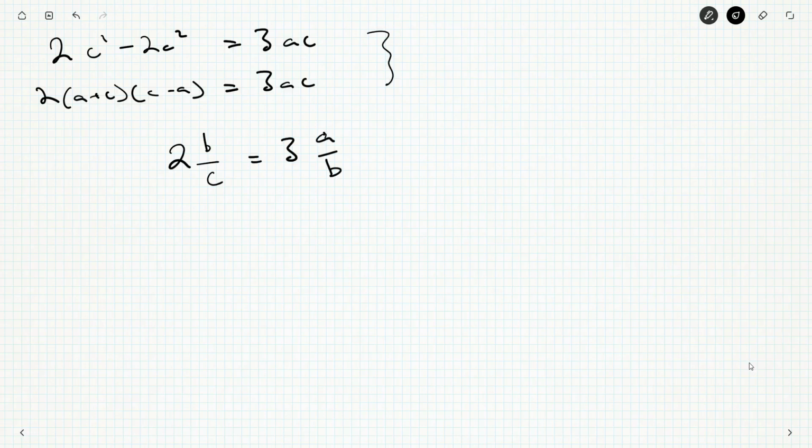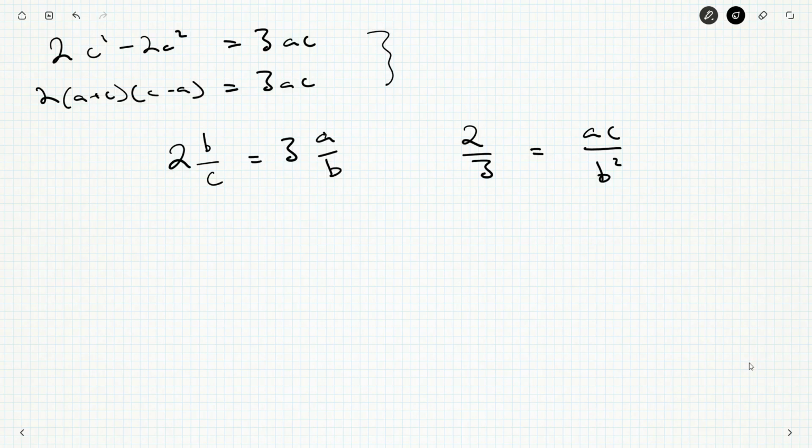The problem is the b's. I can't cancel out the b's, but I could say 2/3 is ac over b squared, which again is not the most helpful thing in the world for me. Also, 2/3 isn't the nicest number for me to be working with. So what could I do? I could shoot for something like an a over a c or a c over b. If I could just get a fraction somewhere, that would be helpful.